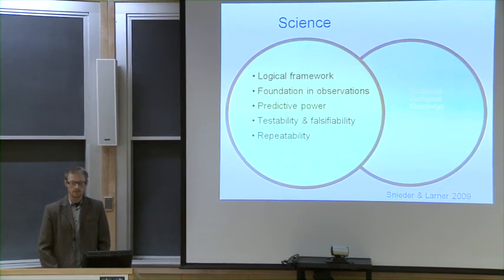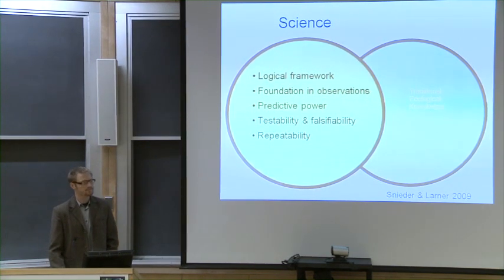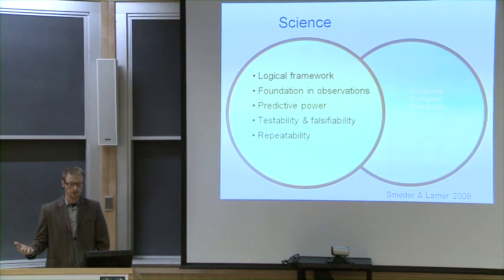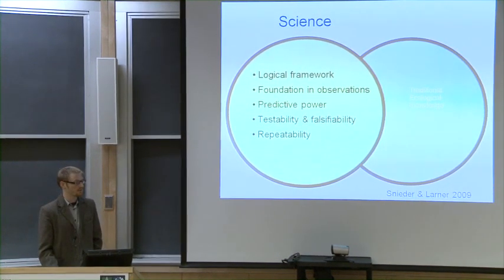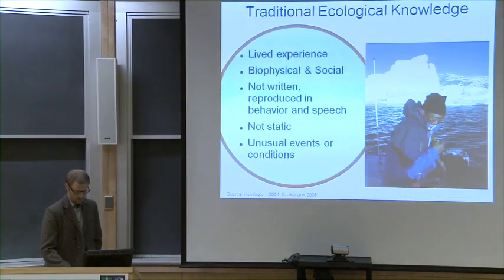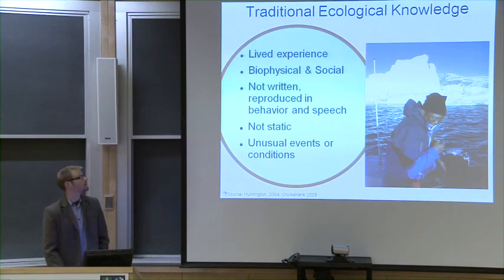So just touching on science very briefly, usually it involves some sort of logical framework. It needs to be repeatable, testable, and hopefully has some sort of predictive power. So we all know the basis of science. But today I'm going to speak about traditional ecological knowledge and what that might entail.